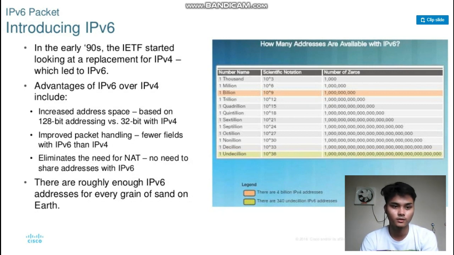Introducing IPv6: how many addresses are available in IPv6? It increases the address space, based on 128-bit addressing versus 32-bit with IPv4.